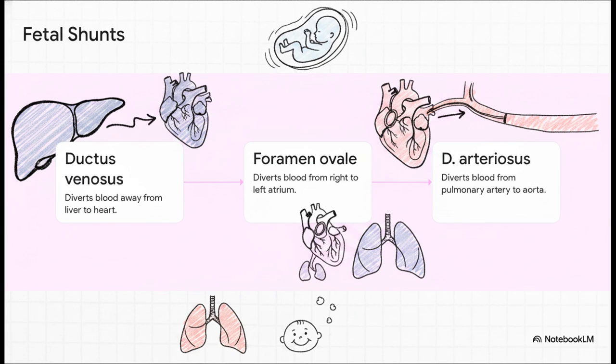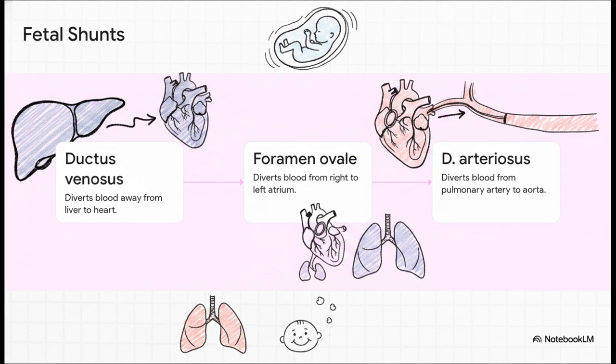First, we have the ductus venosus. This structure diverts some of the blood away from the liver as it returns from the placenta, routing it straight toward the inferior vena cava and up to the heart. Second, the foramen ovale. This is a little flap that diverts most of the blood from the right atrium directly across into the left atrium, completely bypassing the non-functioning lungs. Third, the ductus arteriosus. This one diverts most of the remaining blood from the pulmonary artery directly into the descending aorta.